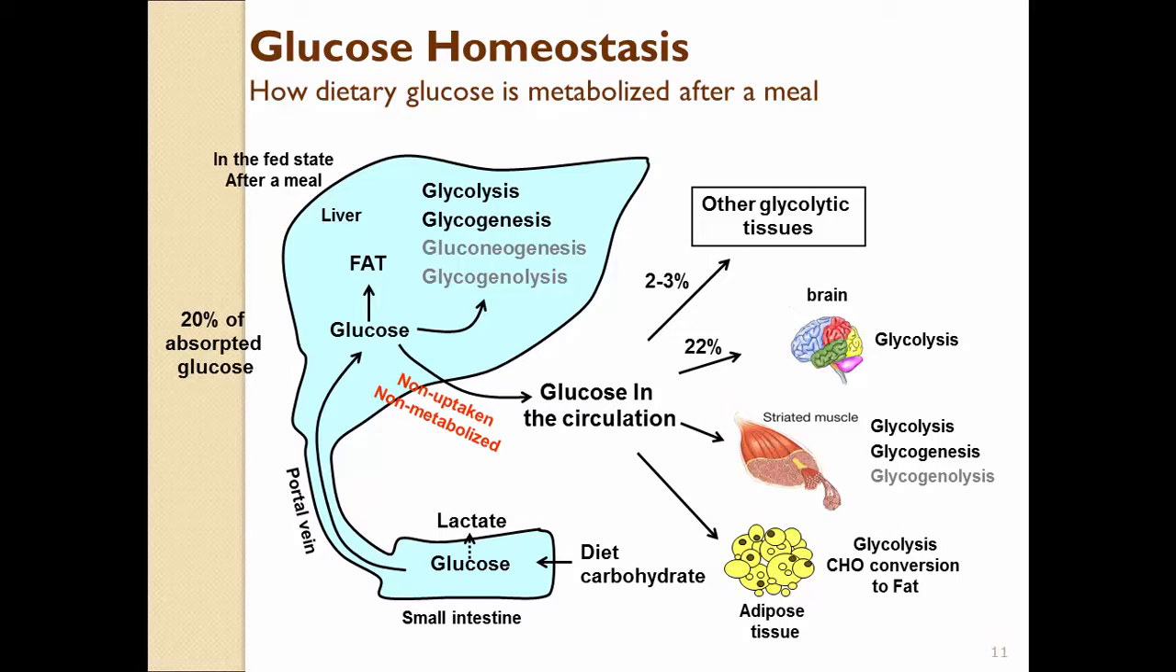This occurs in the small intestine, and some of the glucose can be directly used by the small intestine, and most of the glucose is absorbed into the portal vein and goes to the liver. About 20% of absorbed glucose is metabolized in the liver, and the rest of the glucose goes to the circulation and to other tissues for metabolism, right? So in the liver, this 20% of absorbed glucose can be utilized for energy, going to glycolysis, right? And a lot of glucose can be used for synthesis of glycogen and stored as energy in the liver, right?